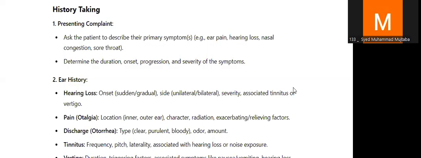Good morning. Today, I will be telling you the history and clinical examination of a typical ENT case. So now, if we come to history taking, you need to remember the mnemonic SOCRATES.